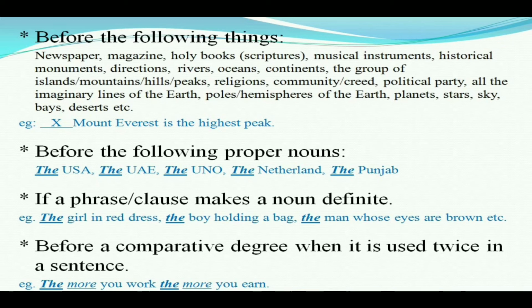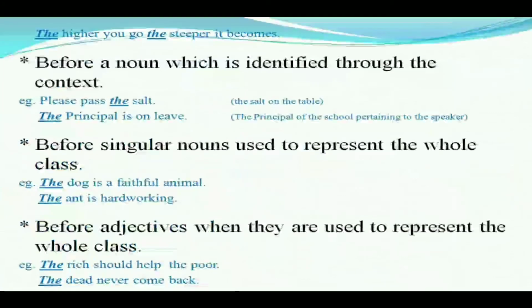Next point, before a comparative degree when it is used twice in a sentence. For example, the more you work, the more you earn. A comparative should be repeated in a sentence. Only in that case we use the before a comparative degree. Otherwise, we do not use any article before comparative or positive degree. Another example, the higher you go, the steeper it becomes.